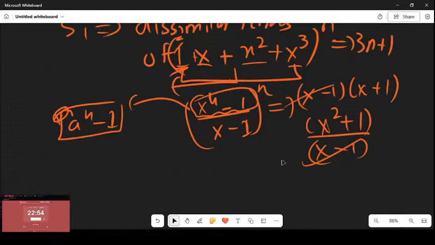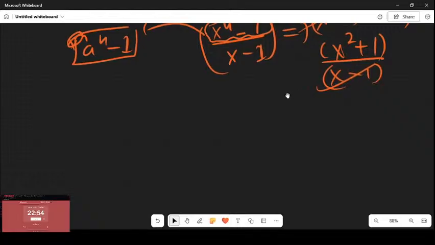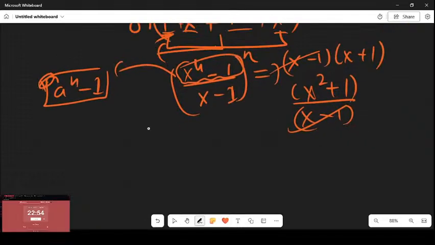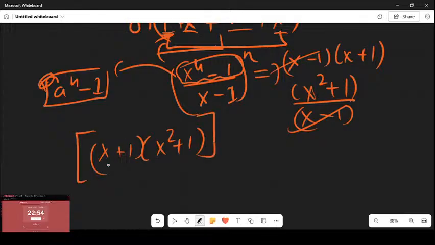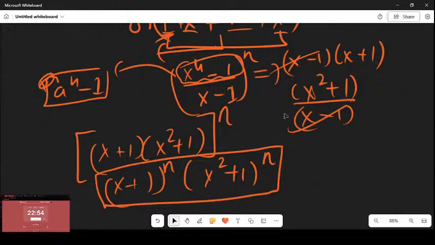I guess we can cancel because it is a binomial expansion. I don't think it matters. I guess it's fine to cancel. Whole to the power n. Now whole to the power n, x plus 1 to the power n, x square plus 1 to the power n. I need to solve these expansions separately.